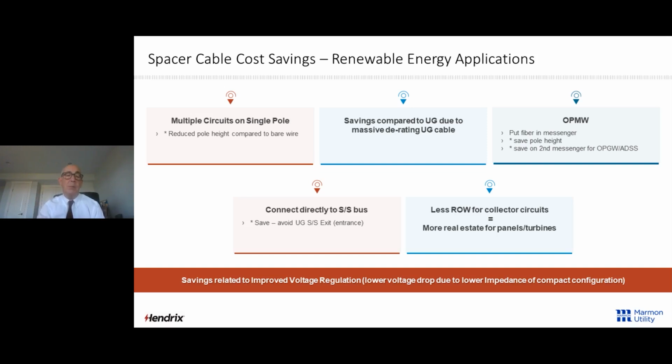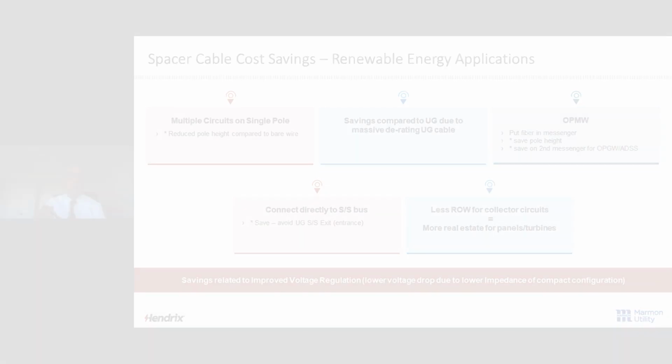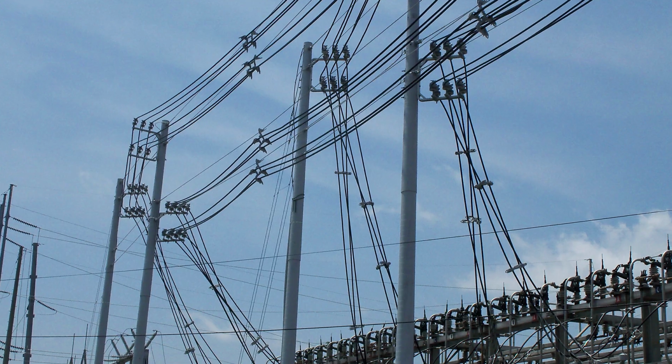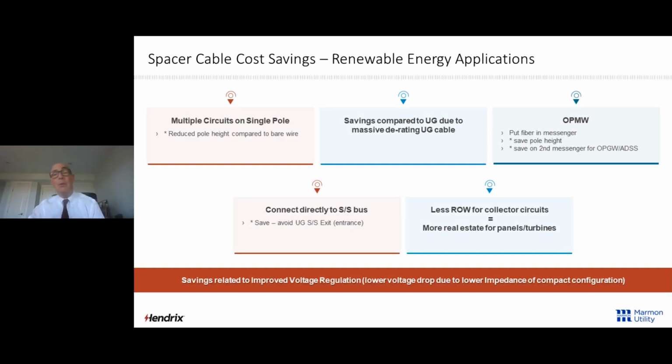Why do we use spacer cable, and what cost savings is it going to translate into? Well, we're able to build multiple circuits. We're going to have savings compared to underground derating. We're going to put the fiber in the messenger. We're going to be able to connect directly to the substation bus from outside the substation fence rather than going underground. And we're going to have more real estate. We'll take a look at examples so you can see these benefits coming.